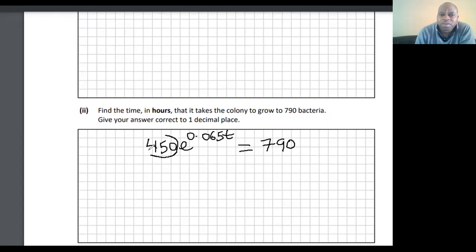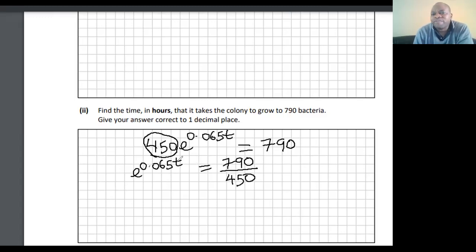You can remove this 450, okay? So then I will have exponential 0.065t equals 790. This 450 is multiplying the exponential on the left hand side, so it's moving to the right hand side and is going to become division. Or sometimes you can divide both sides by 450. It's the same thing. So just remove this 450 to come down here and divide into 790, because it is multiplying there.